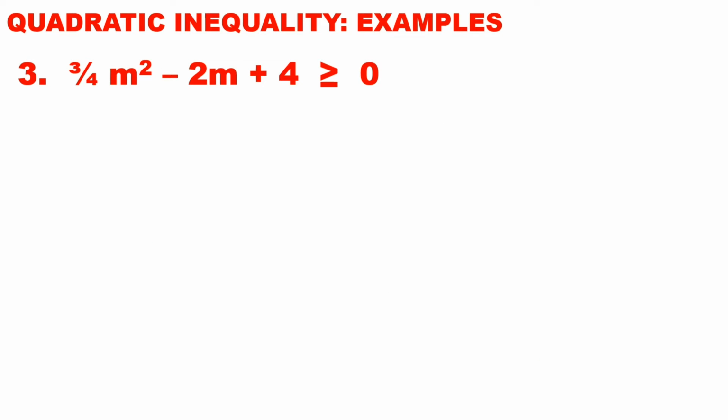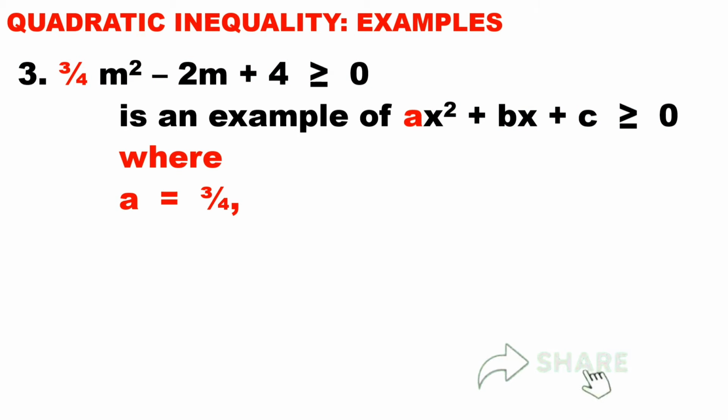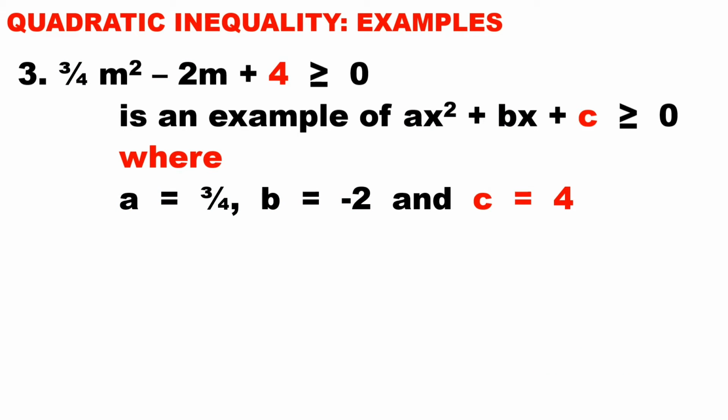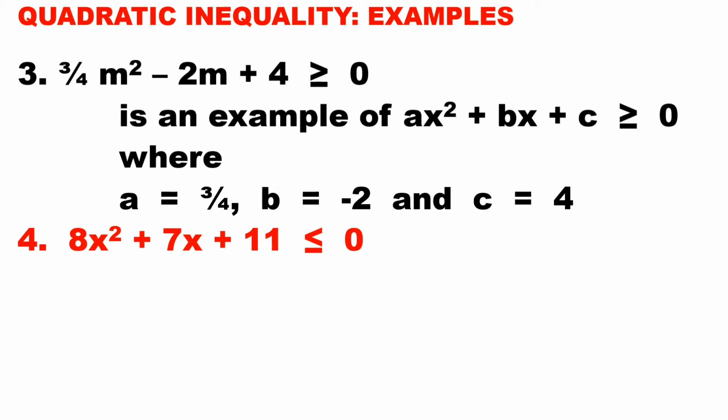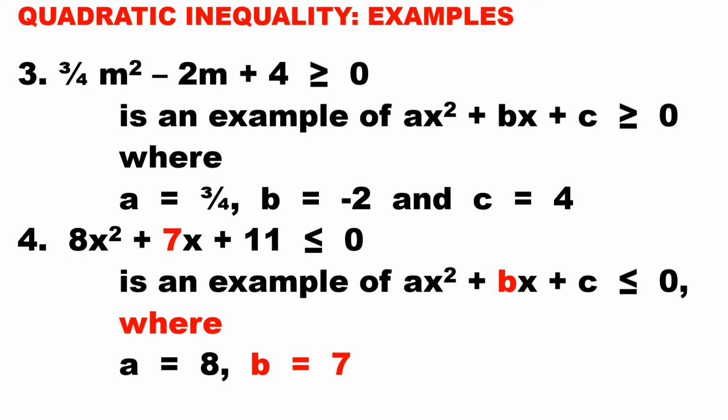Example number 3, 3/4 m squared minus 2m plus 4 is greater than or equal to 0, as an example of ax squared plus bx plus c is greater than or equal to 0, where a equals 3/4, b equals negative 2, and c equals 4. Example 4, 8x squared plus 7x plus 11 is less than or equal to 0, as an example of ax squared plus bx plus c is less than or equal to 0, where a equals 8, b equals 7, and c equals 11.